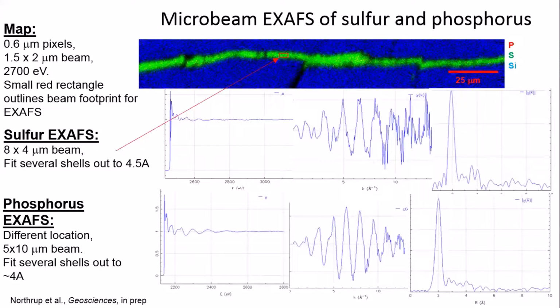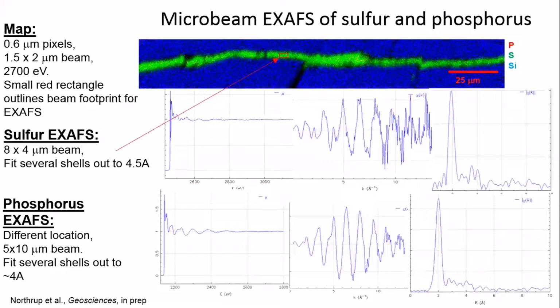And we did the full XAS at the sulfur K edge and used that to identify what the structure was at that point. We have not yet published that, but it's in prep, and it is not troilite like in the larger sulfide grains.